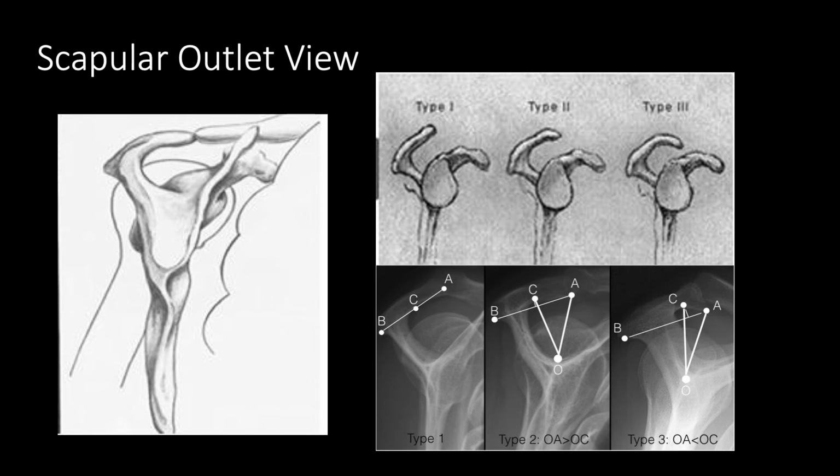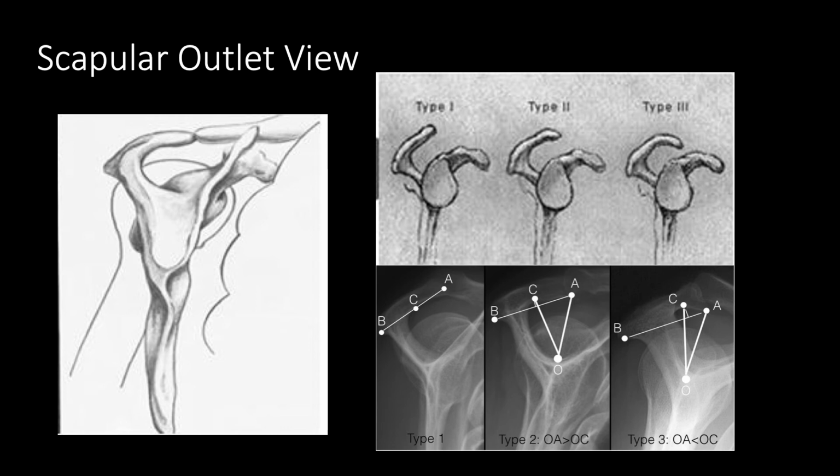So here's another view, and we can look at the different types. There's type 1, type 2 hook, and the type 3 hook, and you can see the amount of space that's allowed based on the morphology of the acromion. So usually they look at this measurement here versus here, and you have a more narrow view here with type 3.